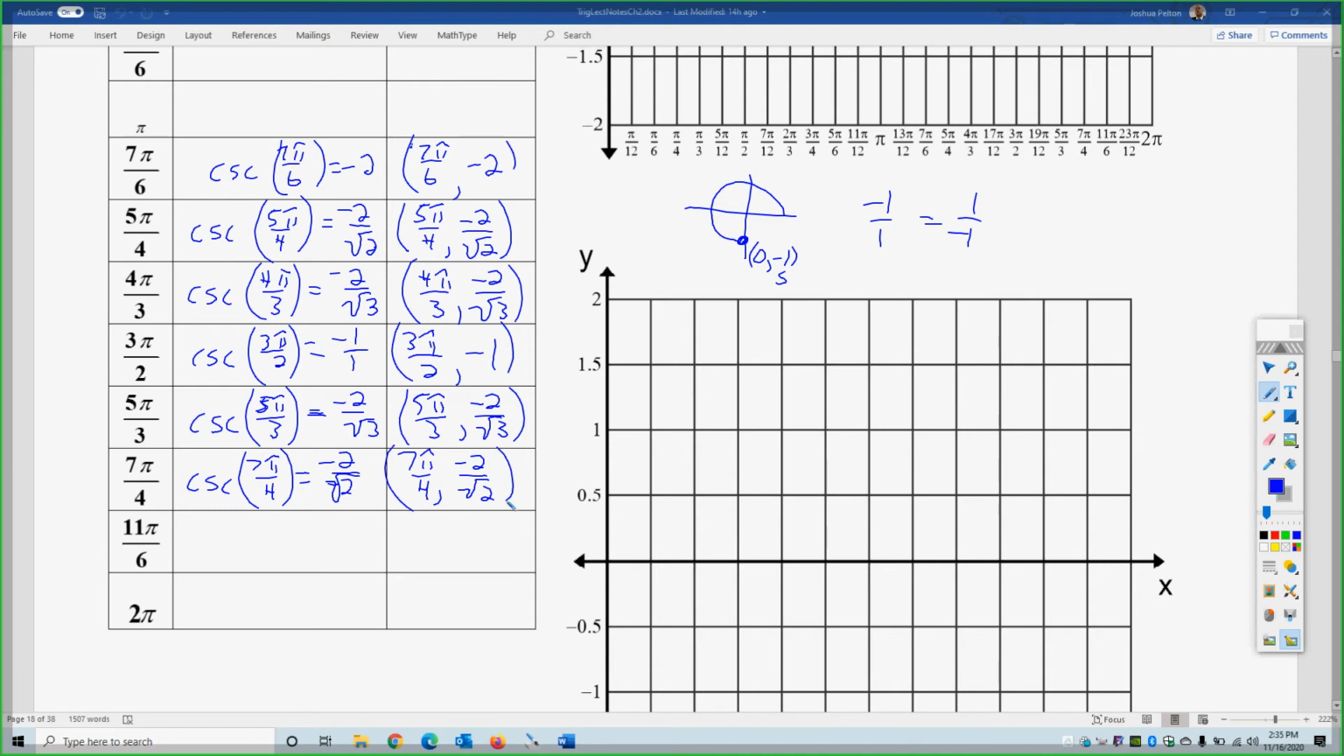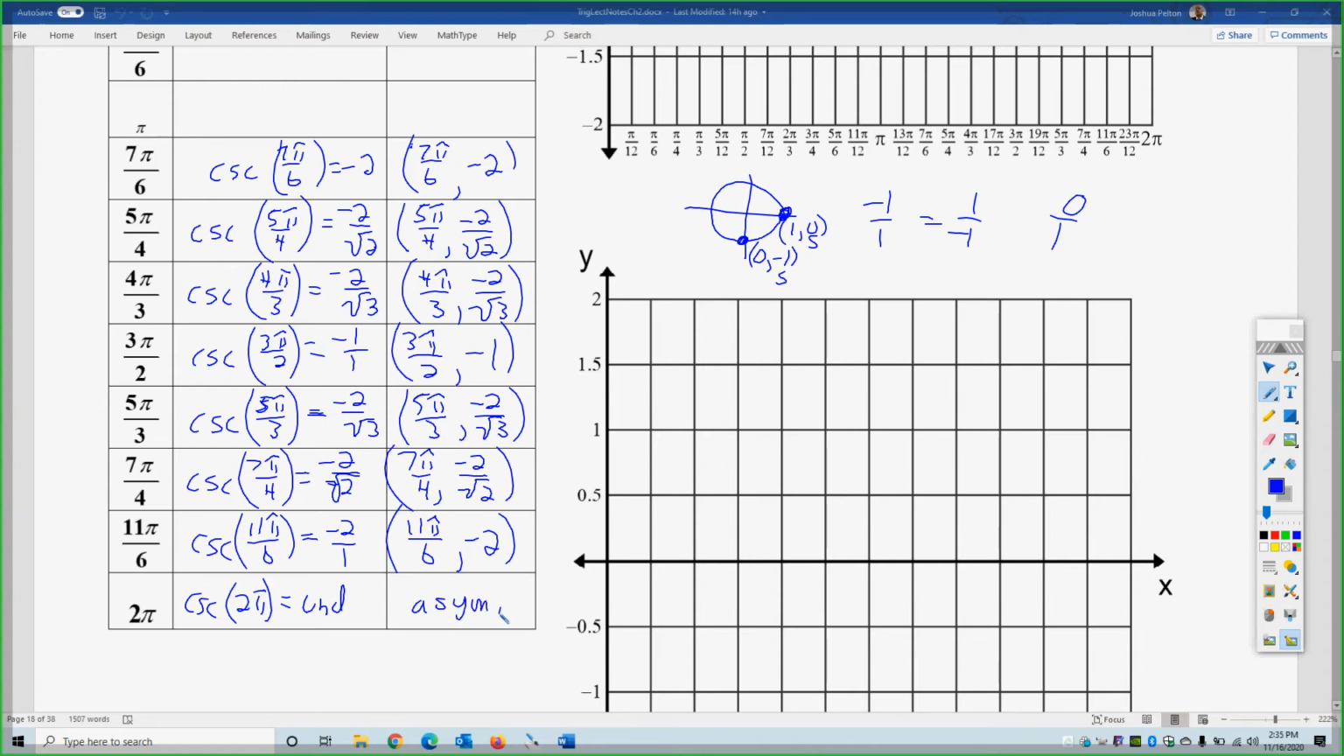And lastly, the 30-degree angle, cosecant of 11 pi over 6 is the negative 2 over 1. So 11 pi over 6 is negative 2. And lastly, 2 pi. So now I've gone all the way around. That coordinate is 1, 0. But the sine is 0, so 0 over 1 cannot be reciprocated, because that would give me 1 over 0. That's undefined, so the cosecant of 2 pi is undefined. So therefore we have an asymptote.